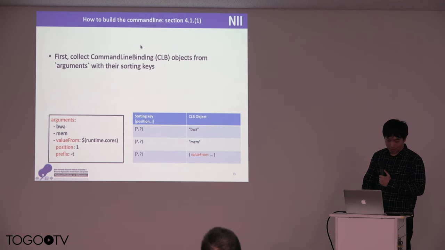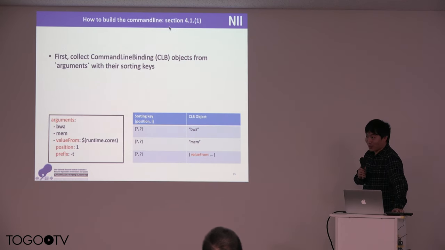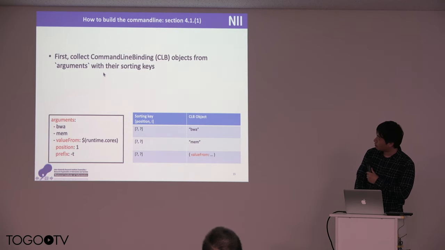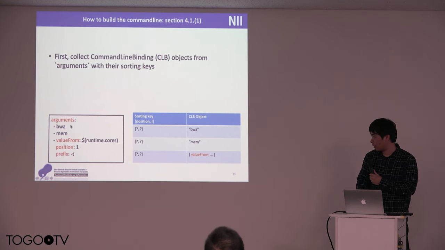To know that, you can see this section in the spec, the command line definitions. In this section, you can see some instructions to do that. First, you have to collect some command line binding objects from the arguments fields here with their sorting keys. In this case, a command line binding object corresponds to each object in here, PWM, mem, and this object is a command line binding object.